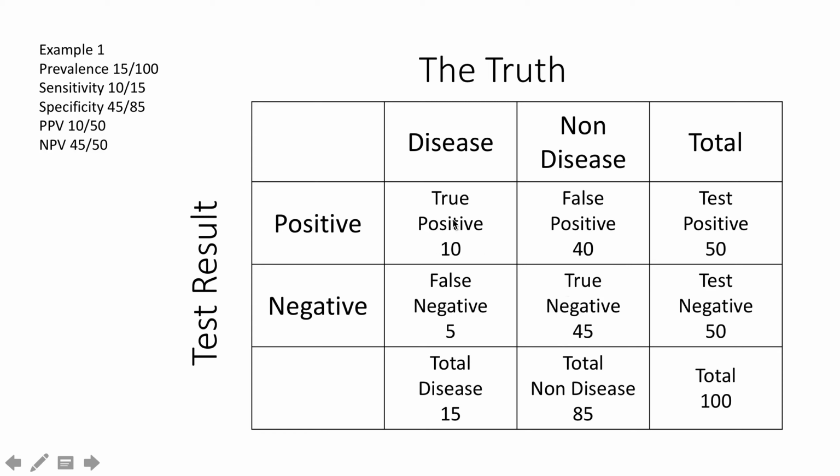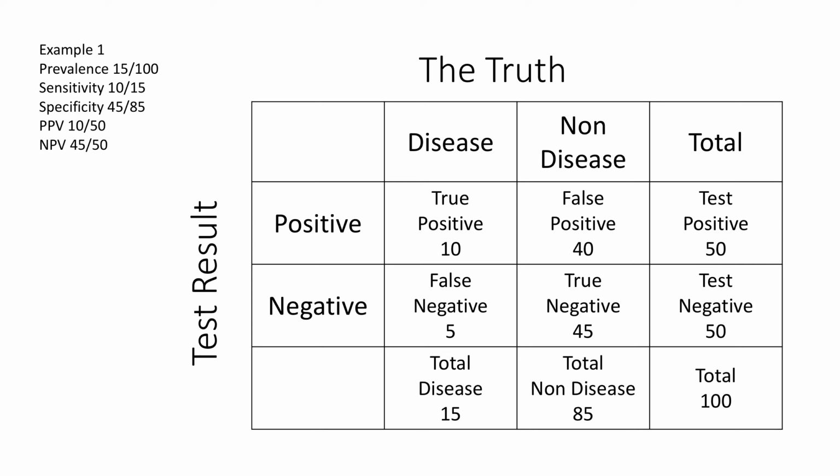Positive predictive value is 10 over 50 here, which is 20%. So if I get a positive test, it's only 20% likely that that's actually true, which is bad. And the negative predictive value is 45 divided by 50. Okay, so 90%. So if I get a negative test, it's probably pretty likely. If I get that positive test, all bets are off.